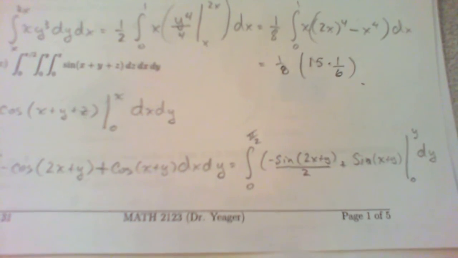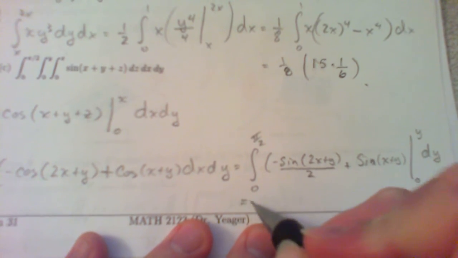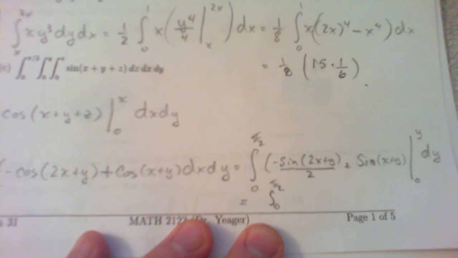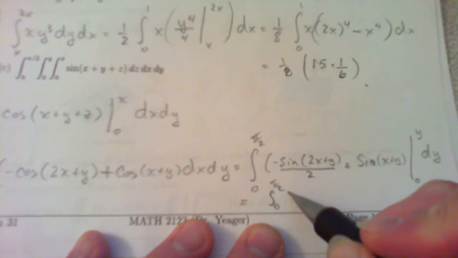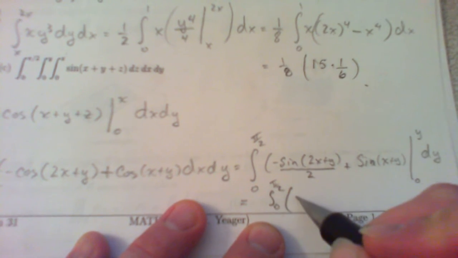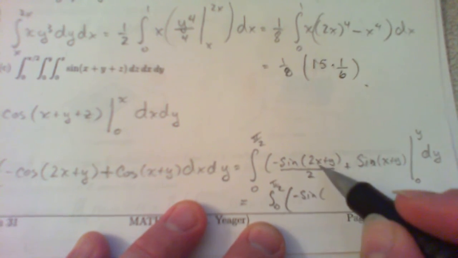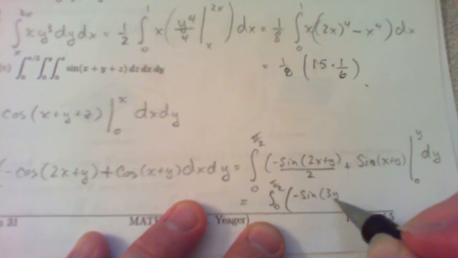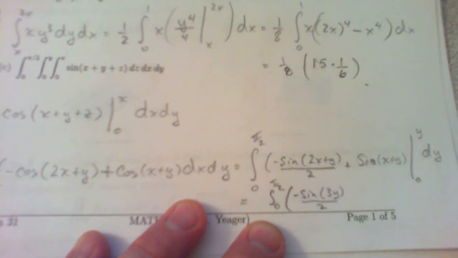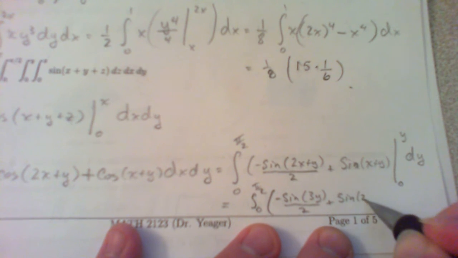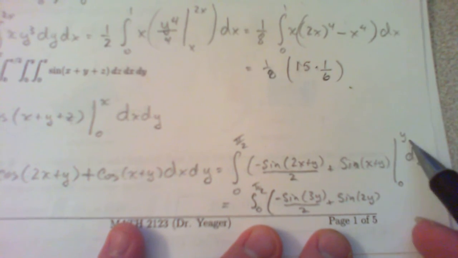Okay, now you just plug in the limits of integration with respect to y. Let me clean this up, 0 to pi over 2. This is barely going to fit here. So when x is y, you're going to have negative sine of, putting y in there, that's 2 y's and another y, 3y, divided by 2, plus sine of 2y. So that's for the upper limit of integration.